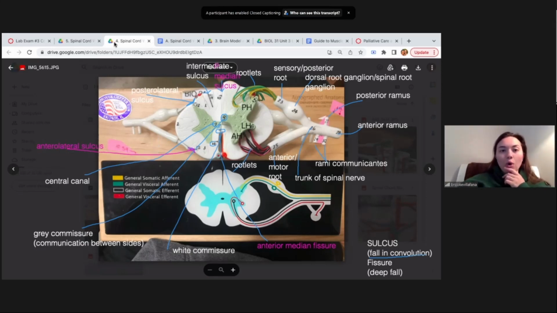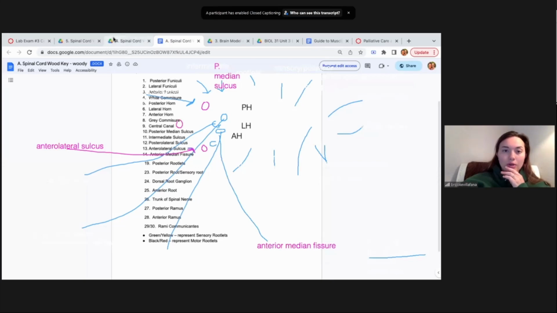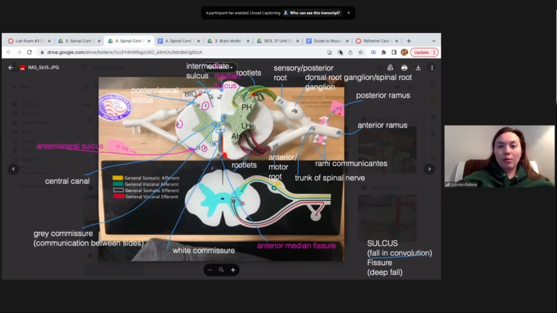And then for 1, 2, and 3, these are your funiculus that I was telling you about. So it's posterior, lateral, and anterior. Posterior, lateral, and anterior. And remember, like I've said several times, right?